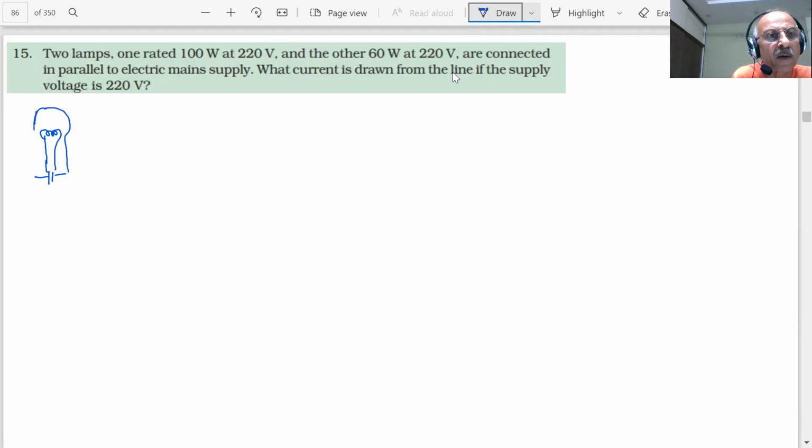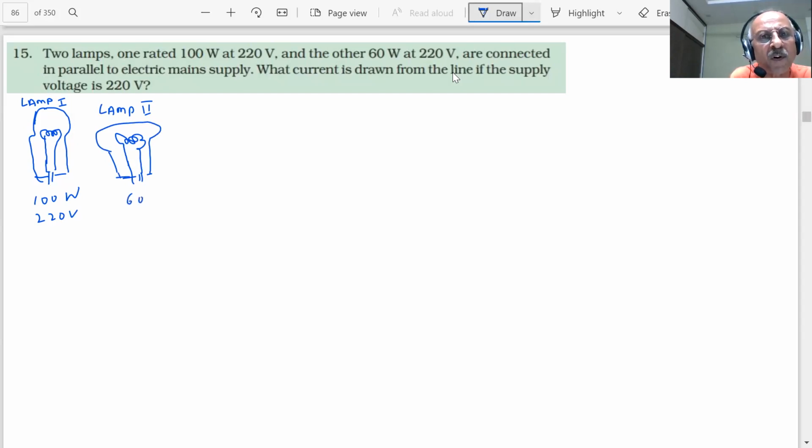Lamp 1, this is 100 watt, 220 volt. And the second lamp, this is my lamp 1. You have lamp 2, students. This is the coil of the lamp, student. What is happening here in lamp 2?